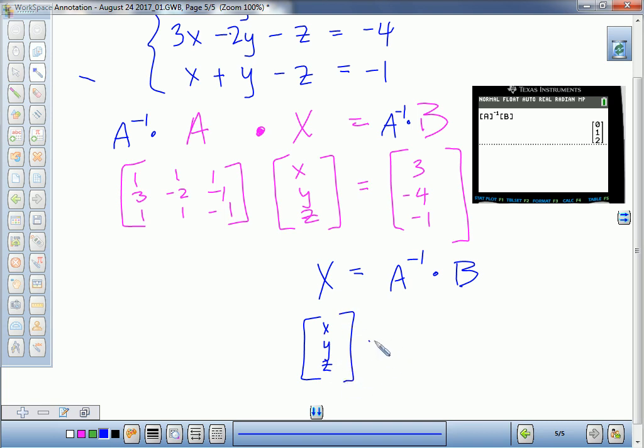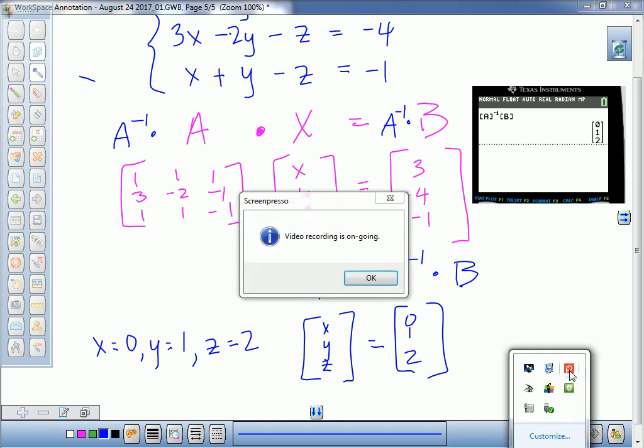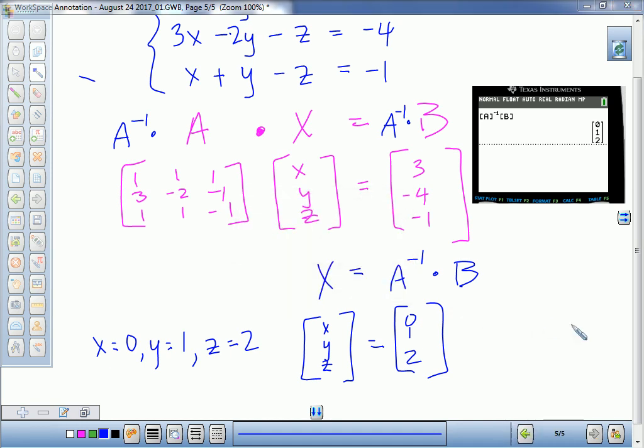Now we know X, Y, and Z, guys. We know X is 0, Y is 1, Z is 2. So that finds the variable. That's it for today's lesson.